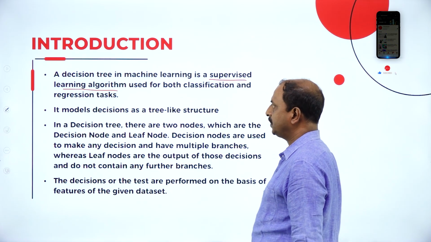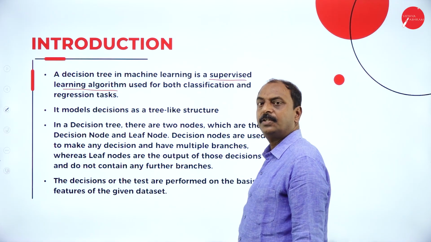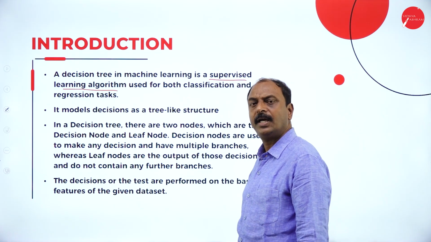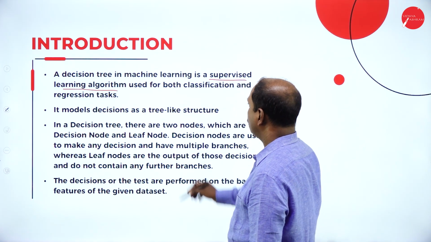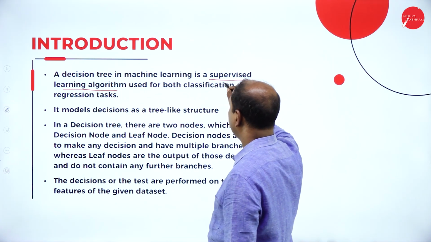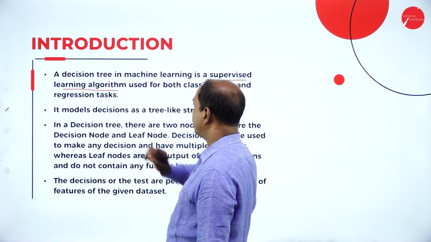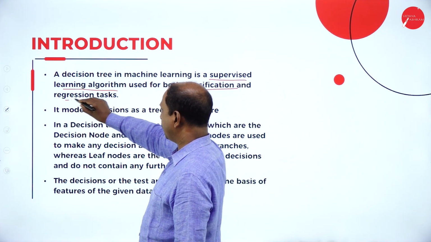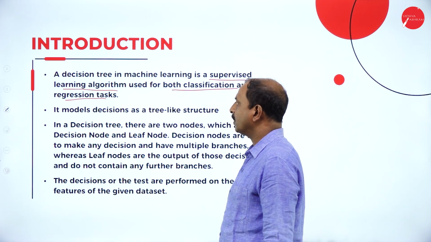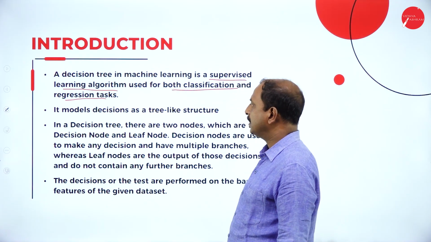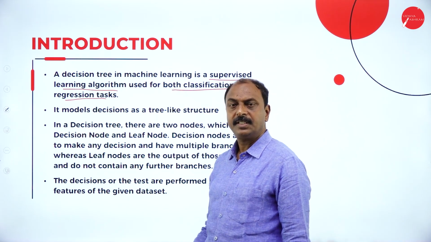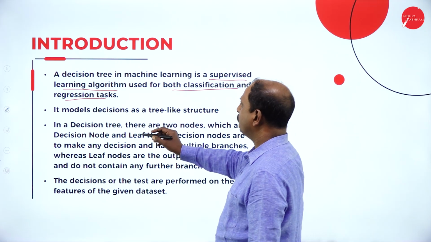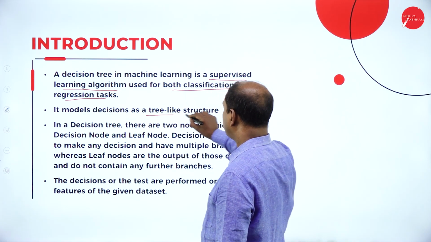In our previous session, I explained the different forms of learning: supervised, unsupervised, and reinforcement learning. Here, decision tree is an example of supervised learning and is used for both classification and regression. We have seen in the previous session what classification and regression are. They are the two methods in supervised learning. So it models decisions as a tree-like structure.